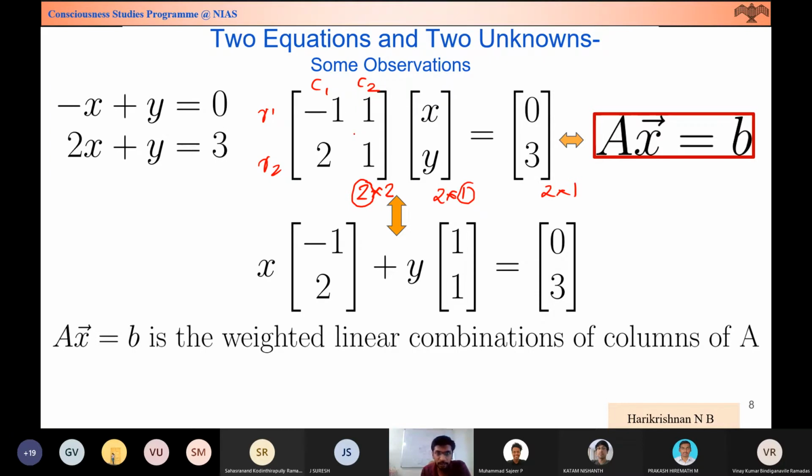So Ax equal to b can also be interpreted as the weighted linear combination of column vectors, the weighted linear combination of columns of A. So this is another interpretation of Ax equal to b. Ax equal to b can be seen as the weighted linear combination of columns of A. Now let us understand more about these 2 equations and 2 unknowns.